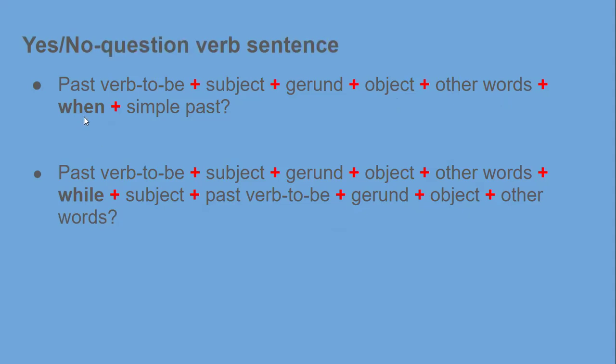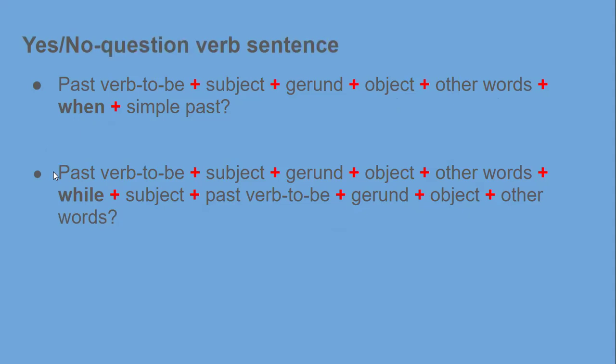Then you connect the simple past, which is the second action that interrupts the first action by using when. So in this case is if we have an interrupting action.